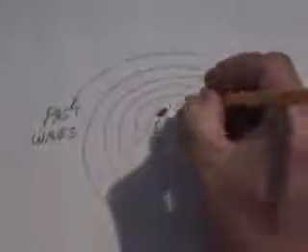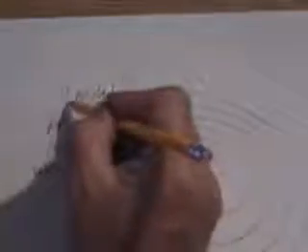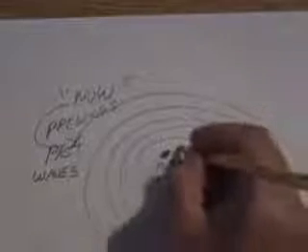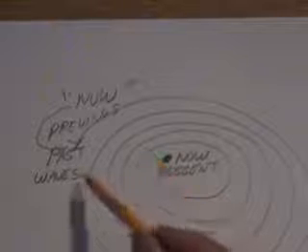The previous now, which is right here. Here's the previous now, and this is now. Previous now, that's time. The present and the past is connected.